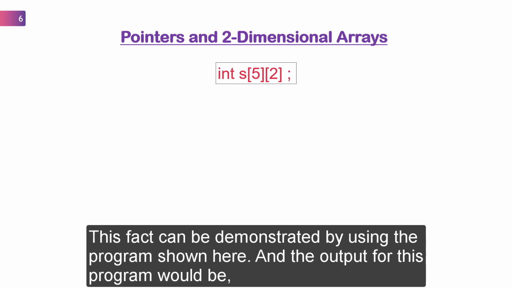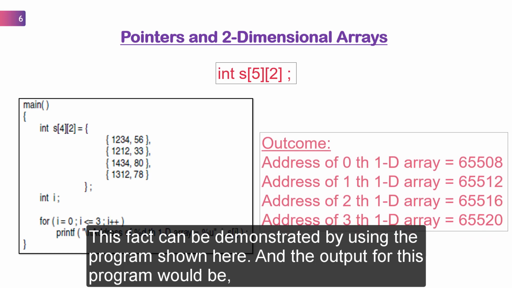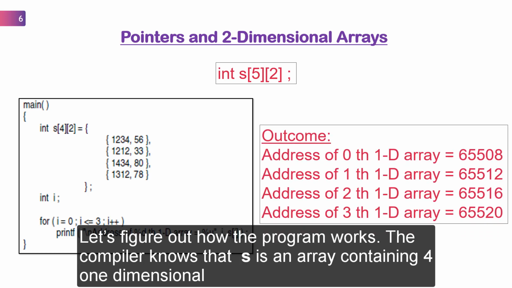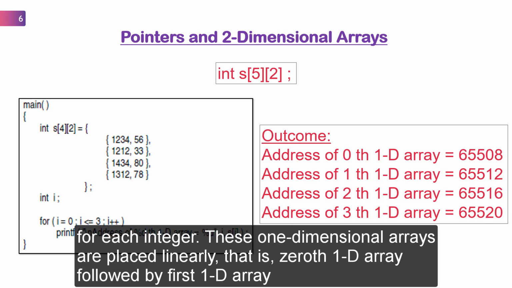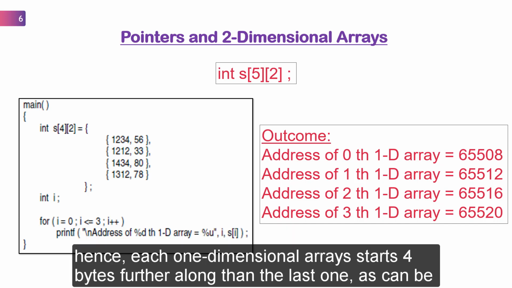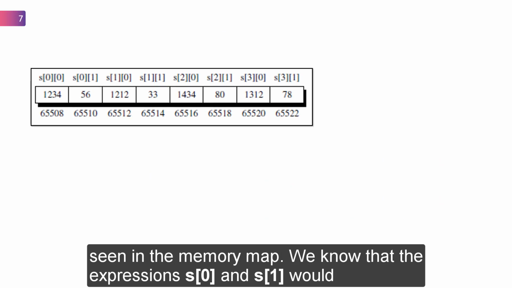This fact can be demonstrated by using the program shown here. And the output for this program would be, let's figure out how the program works. The compiler knows that s is an array containing 4 one-dimensional arrays, each containing 2 integers. Each one-dimensional array occupies 4 bytes, so basically it occupies 2 bytes for each integer. These one-dimensional arrays are placed linearly, that is, the 0th 1D array followed by the first 1D array. Hence, each one-dimensional array starts 4 bytes further along than the last one, as can be seen in the memory map.